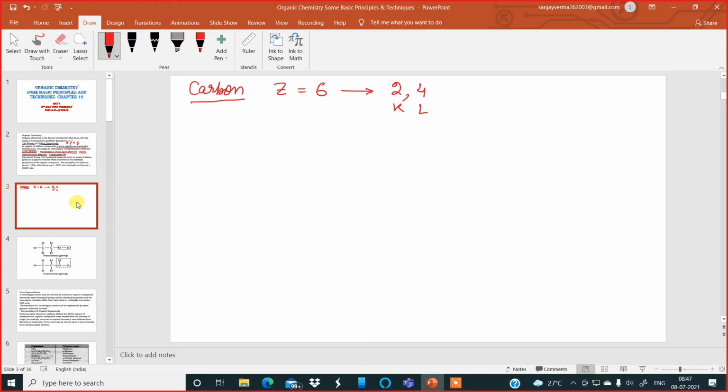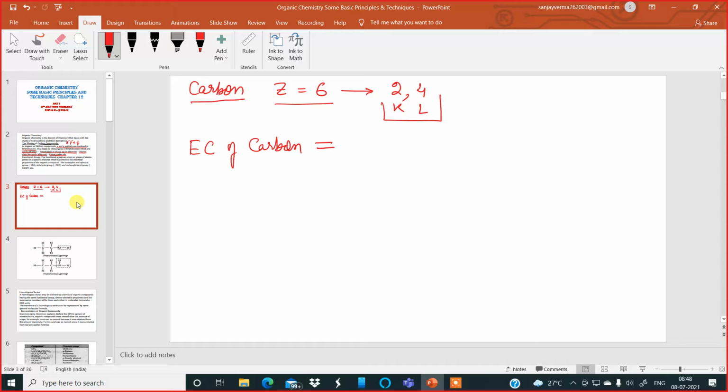Now, when you boys were in class 10, you learned about the atomic number of carbon, and you also learned how to write the electronic configuration of carbon by following the magic number. The atomic number of carbon is 6, so its electronic configuration is 2 and 4. Now, according to the Aufbau principle from the chapter atomic structure, if you go ahead to write the electronic configuration of carbon, it is like this.